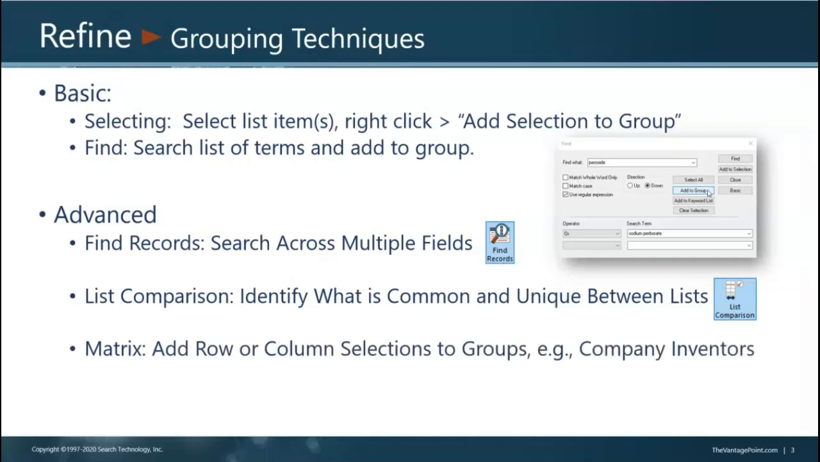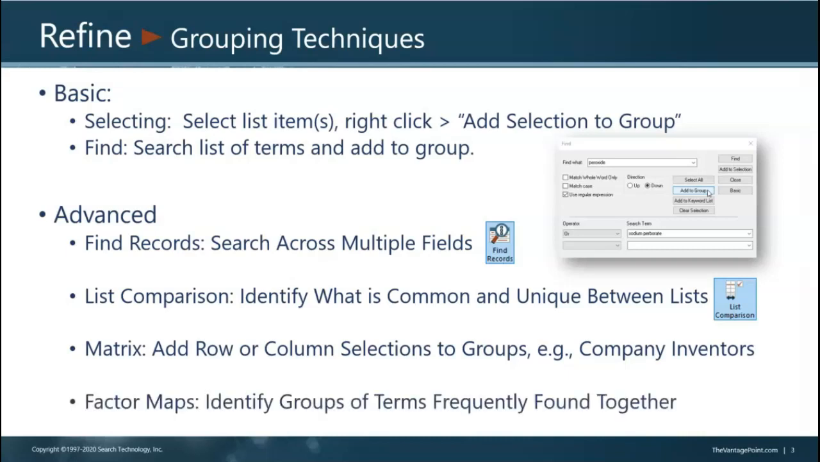Using a co-occurrence matrix to build groups that identify items in one list associated with a second list. For example, a co-occurrence matrix of inventor versus assignee makes it possible to group a list of inventors by assignee name. And factor mapping that gives the option to group words and phrases frequently found together in the data set. Now we'll demonstrate the basic grouping techniques of first browsing a list and adding your selections to a group, and secondly using the find function to group a list.